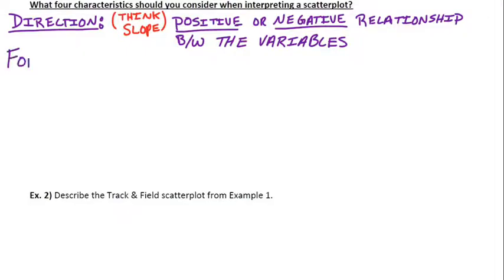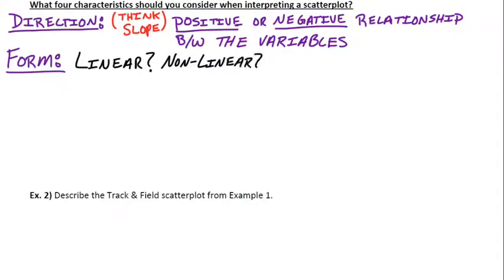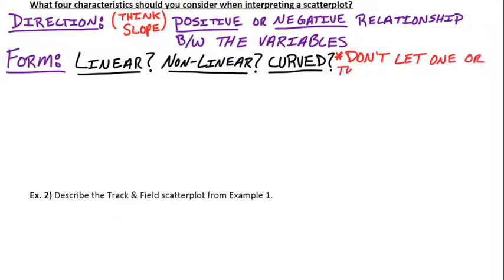The next one is the form. And when I say form, I mean you need to comment about, is it linear? Is it non-linear? Is it for sure curved? We just need to comment about what the trend starts to look like. And just a little hint here, don't let 1 or 2 points fool you. Look at the overall trend in the big picture. If there's a couple points off, that's going to be okay in general. So zoom out, look at the overall trend before you make any judgments about form.